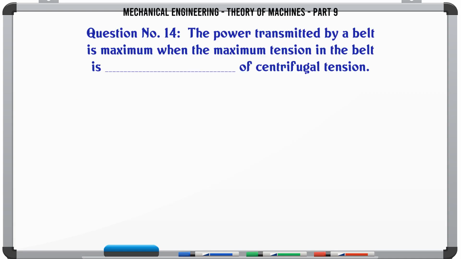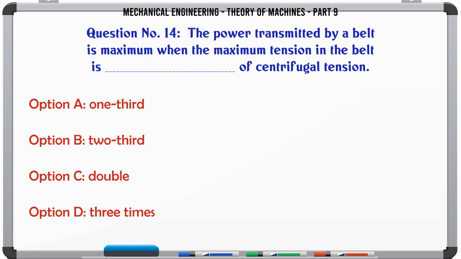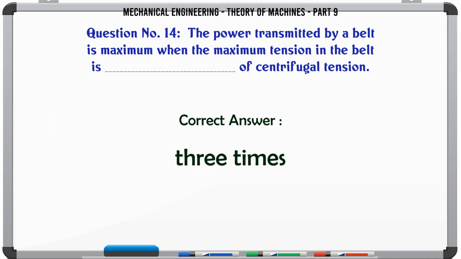The power transmitted by a belt is maximum when the maximum tension in the belt is of centrifugal tension: A. 1/3, B. 2/3, C. double, D. 3 times. The correct answer is 3 times.